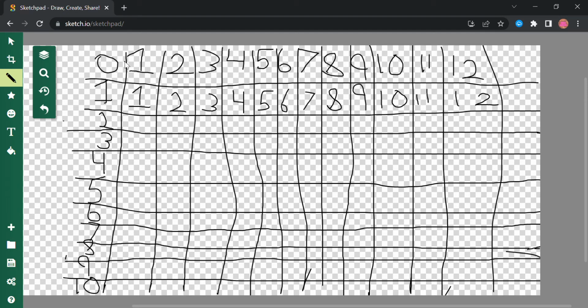So that's pretty simple. 2s are kind of like 1s, but do it twice. So 2 times 1 is just 1 plus 1, which is 2. 2 plus 2 is 4. 3 added 2 times, 3 plus 3 is 6. 4 times 2 is 8. 5 times 2 is 10. 6 times 2 is 12. 2 times 7 is 14. 8 times 2 is 16. 9 times 2 is 18. 10 times 2 is 20. 11 times 2 is 22. And 12 times 2 is 24.